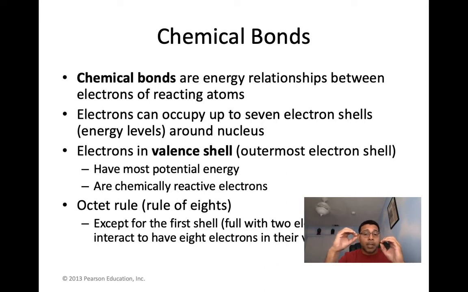So basically, the closer to the nucleus the electrons are, the greater attraction they have for one another. The further the electrons are from the nucleus, the less of an attraction they have. So when you think about the big picture, the electrons that are furthest away are going to be the ones reacting in the chemical bonds. That's what it comes down to.